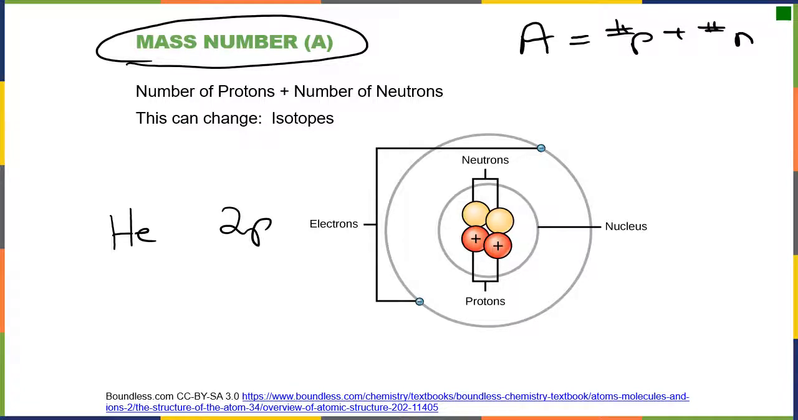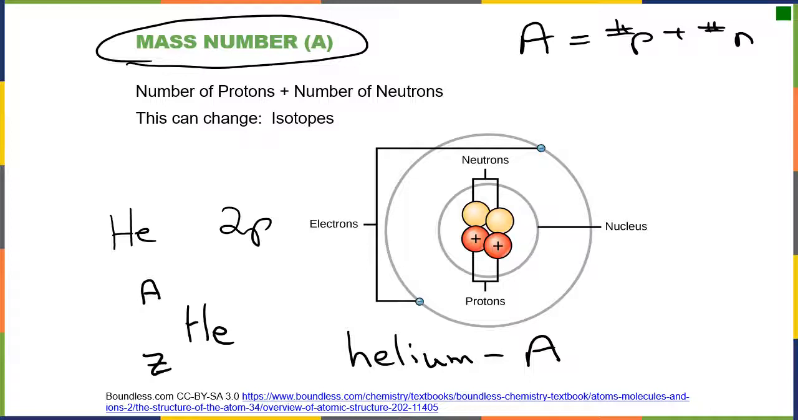And if we say that we have helium-4, what we do when we write the symbol for our isotopes is we put the mass number here, we put the atomic number here, and if we name it, we name the element followed by the mass number.